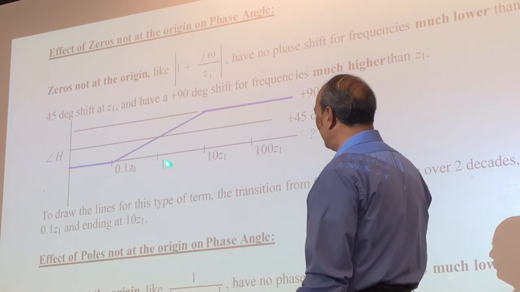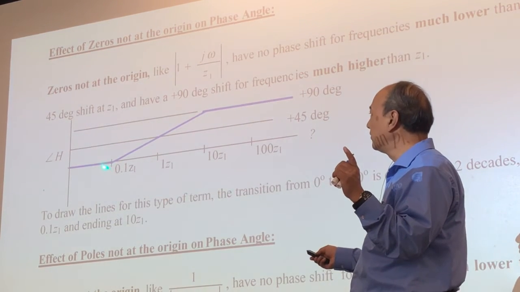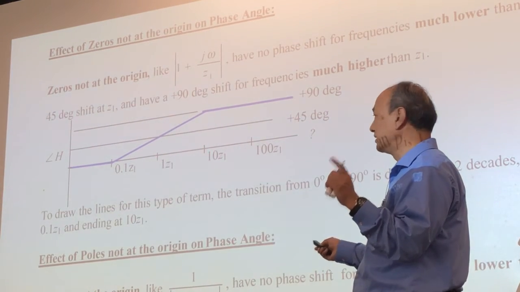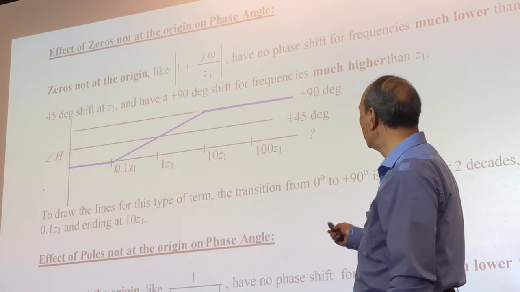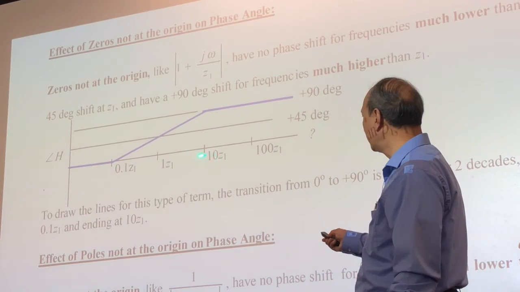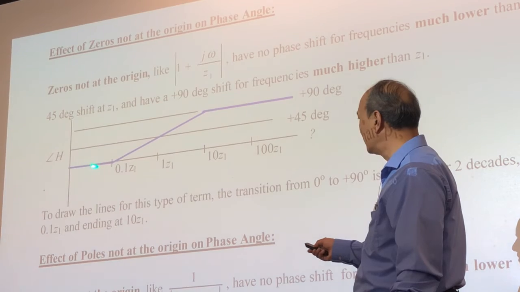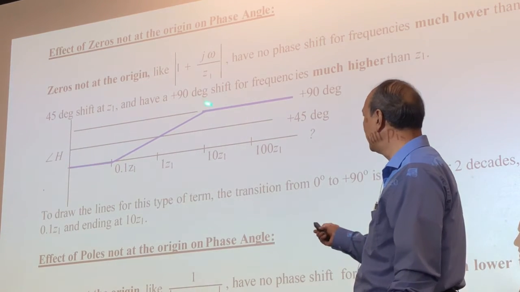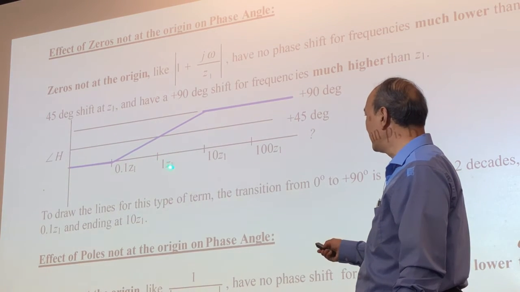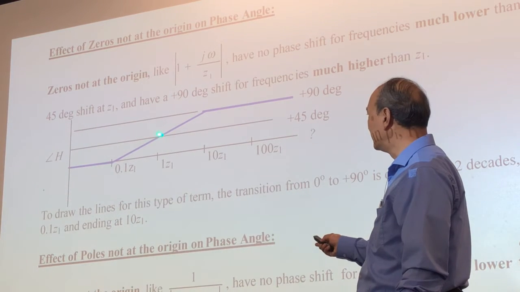The phase is you have z. This is your z. What you should do is you look forward. Say 1 decade, this is 1 decade. This is another decade. Then you draw 90 degrees at that's 10 z1 here, and 0.1 z1 is 0 degree. This is 90 degrees. In between, you need to pass at this 1 z1 point. Then this point is 45 degrees.